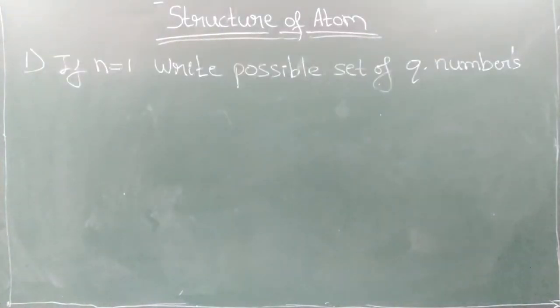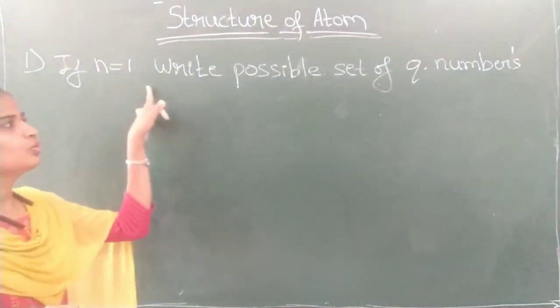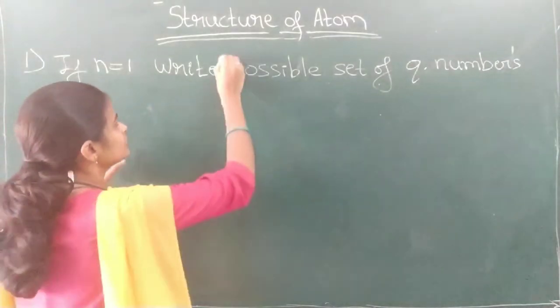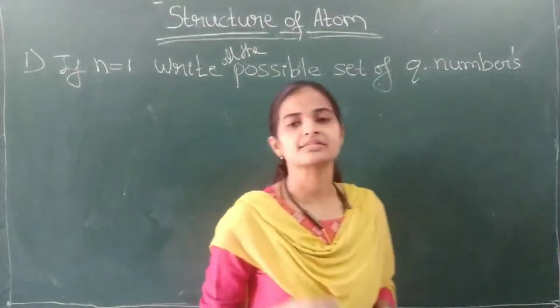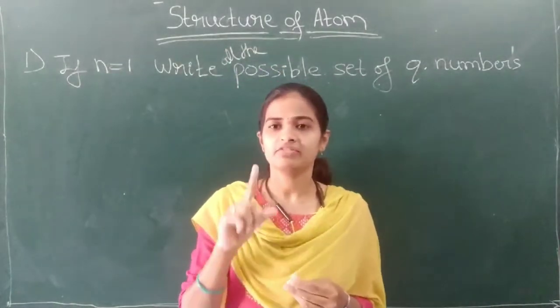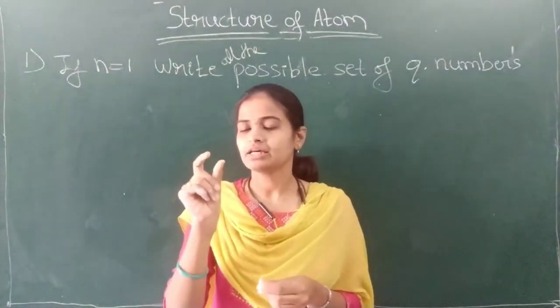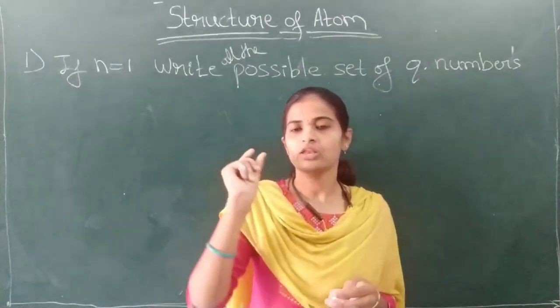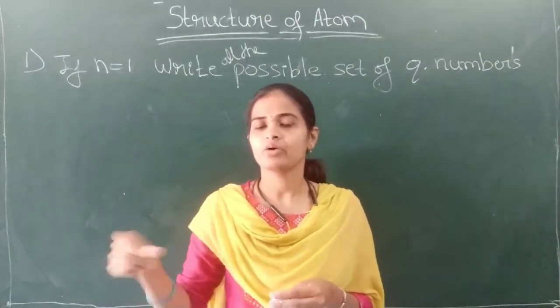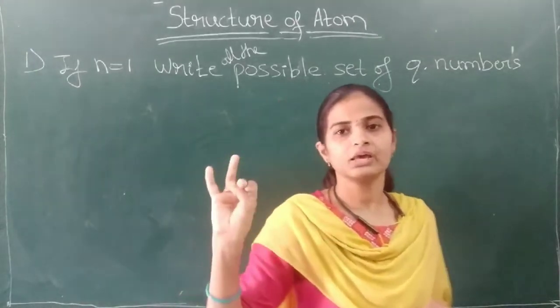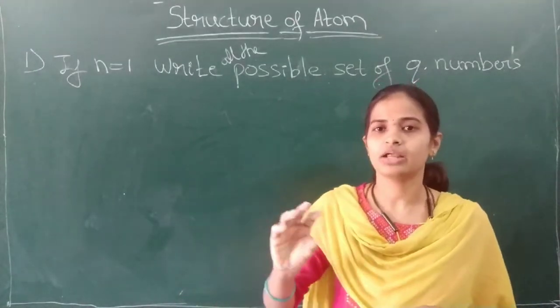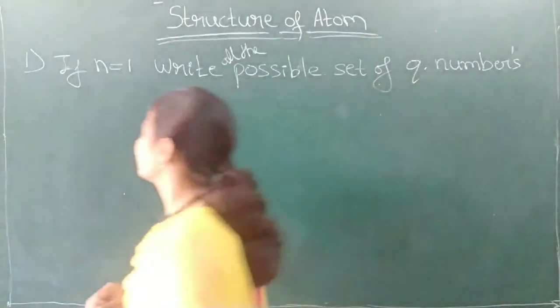Yeah, I have written the problem here. If n is equal to 1, write all the possible set of quantum numbers. Set of quantum numbers means for a given electron, we are writing the value for n, value for l, value for m, value for s: principal quantum number, azimuthal quantum number, magnetic quantum number and spin quantum number. We have to write all the 4 values for a given value.